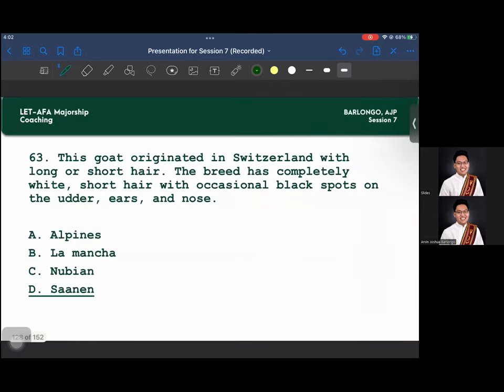So the answer for this one is letter D, which is Saanen. You can remember that Saanen is from Switzerland. So that is something that you can take note of. And of course, kapag naman yung sa kanyang physical characteristics, it can be noted as short hair with occasional black spots on the other ears and nose. When we say other, this is parang ito yung breast part niya.